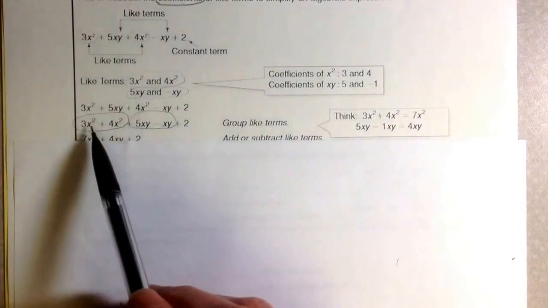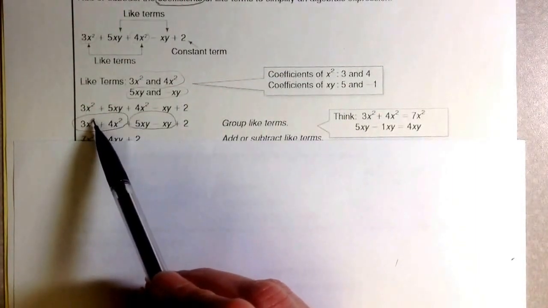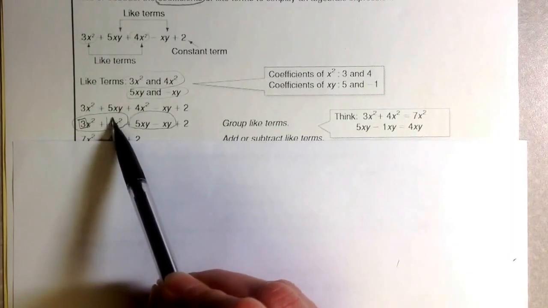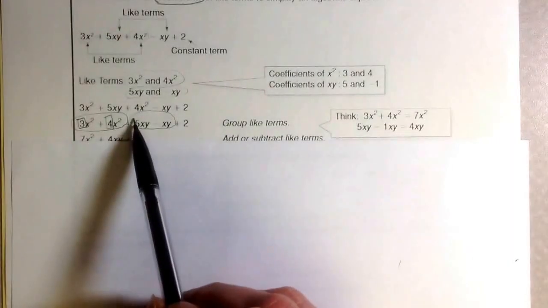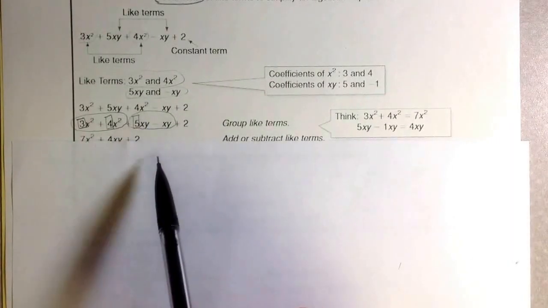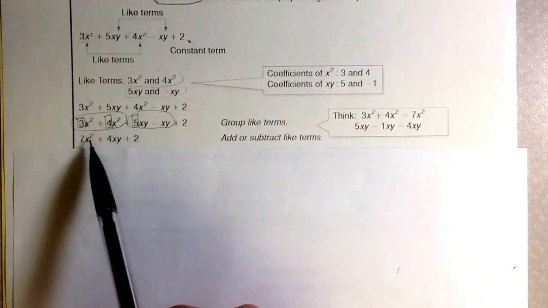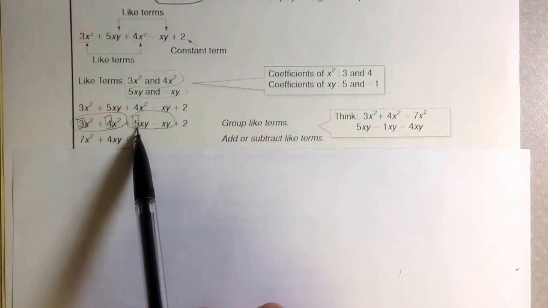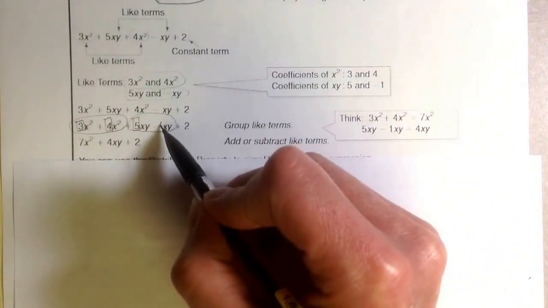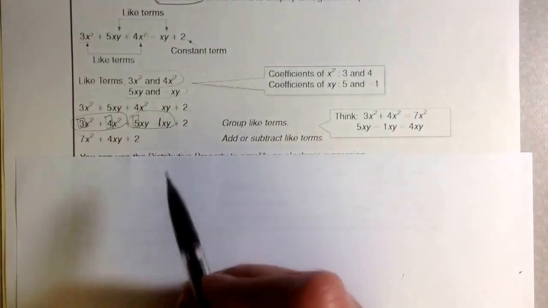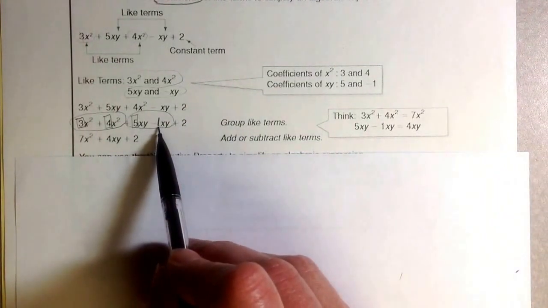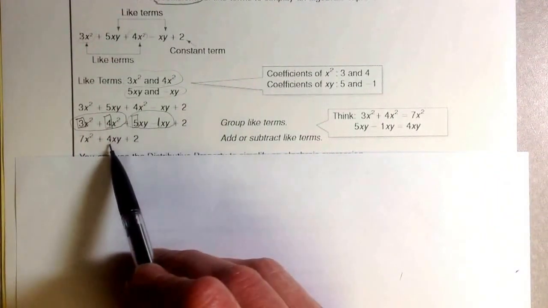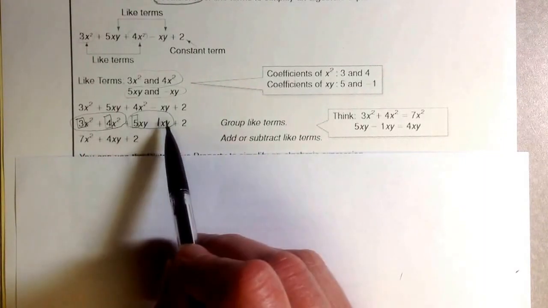So what we're going to do once we know they're like terms, we only look at the coefficients, the values in front of the variables. So the 3 and 4 will give us 7, that's x squared. And 5xy, there is a 1 in front of here. You don't have to have a 1 written, but it's automatically understood that that's a minus 1. So we add 5 minus 1, we'll get plus 4xy, and then plus 2.